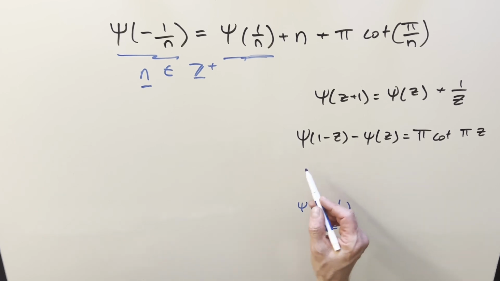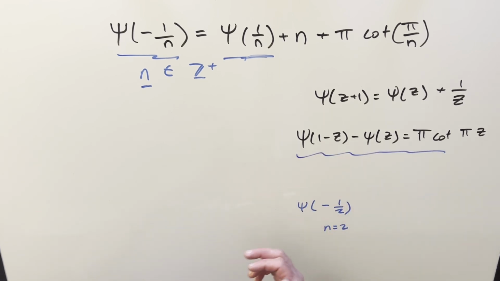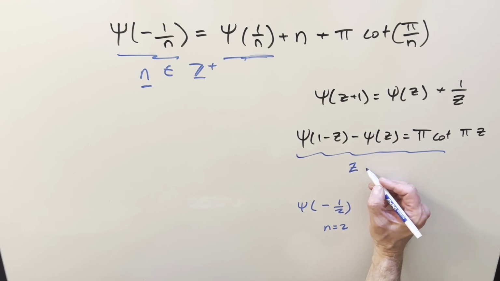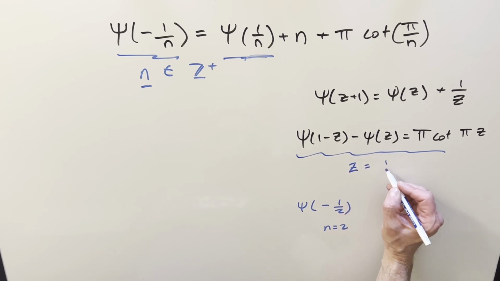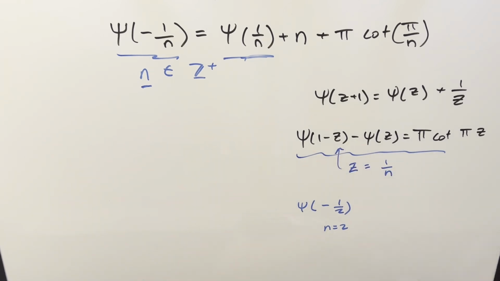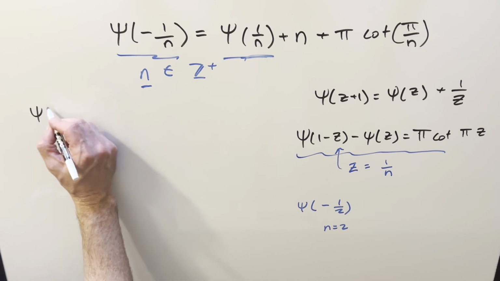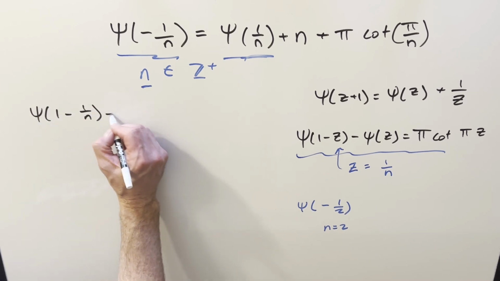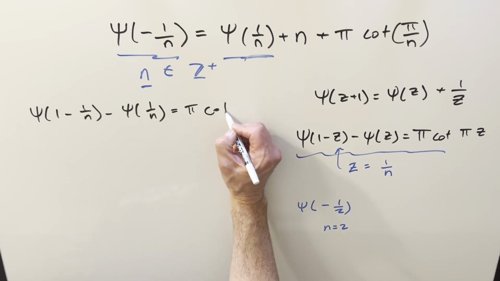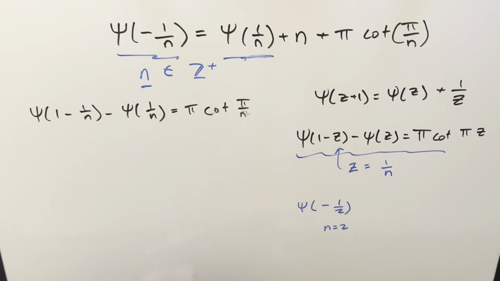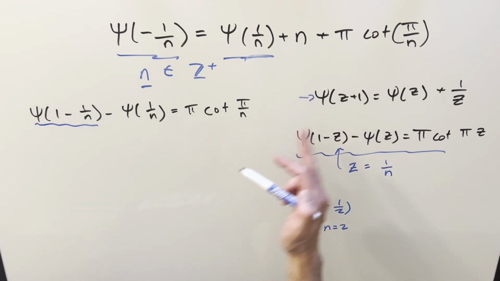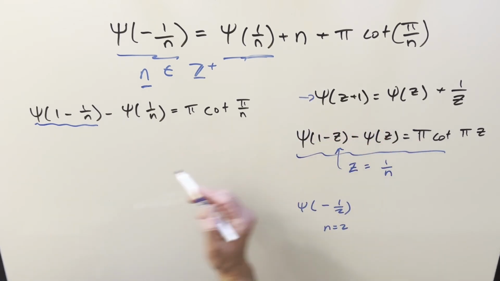So to get started with it, what I want to do is use the reflection formula that we have right here, but I want to substitute in for it. I'm just going to substitute for z equal to 1 over n. So then plugging that in here, what we're going to have is digamma 1 minus 1 over n minus digamma 1 over n equals pi cotangent pi over n. But then for this value right here, we can use this top formula and reduce it by 1 going from here to here.